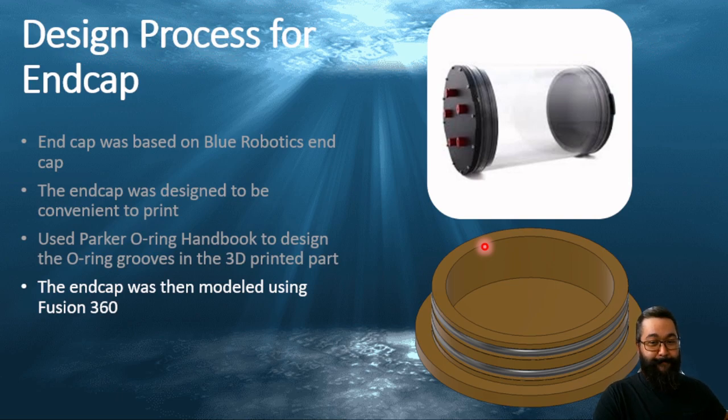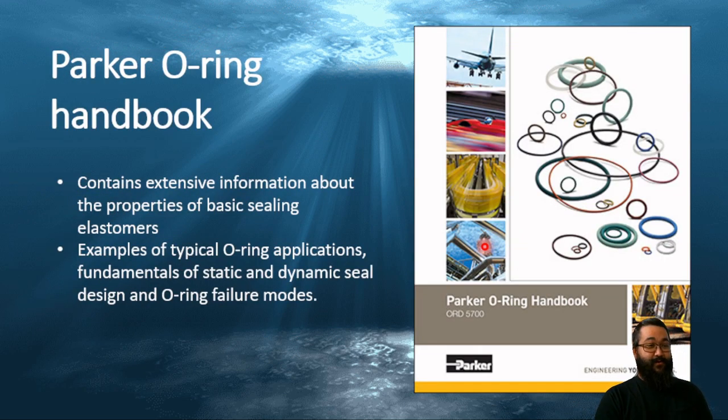Once the dimensions were determined from the Parker O-ring handbook, that allowed me to finish creating the part itself. So we're talking about the O-ring dimensions and how they drove the overall dimensions of the end cap. The Parker O-ring handbook gives examples of basic sealing elastomers for static and dynamic sealing, and it gives an idea on failing O-ring parts and how to minimize that also.